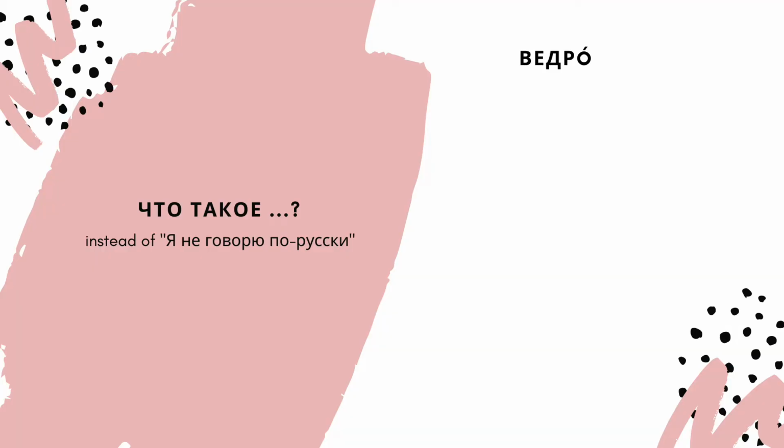Next one is a specific question which you can't answer yes or no. This one is что такое, let's say, что такое ведро? You never heard this before, right? So you don't know what ведро means. And somebody told you something like ведро клубники. Клубника is strawberry. So you can ask somebody, что такое ведро? That means, what is ведро?